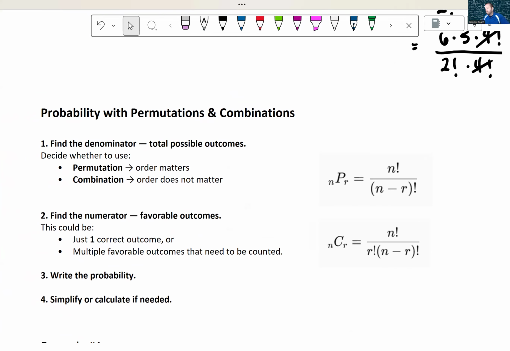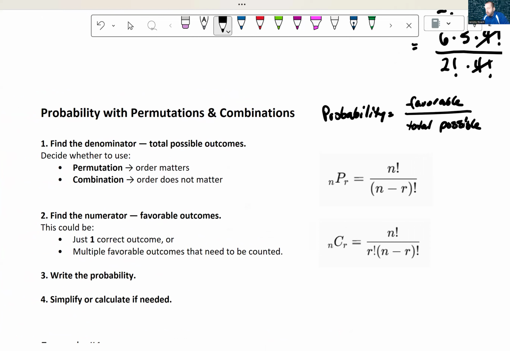Because we're dealing with probability, I didn't write this because this is just basic probability. The probability is the number of favorable outcomes, I'm just going to write favorable outcomes over the total possible outcomes. And so the first thing we want to do is find the denominator. We want to figure out how many total possible outcomes there are. And this is where we have to decide if we're using a permutation or a combination. Then we want to find the numerator.